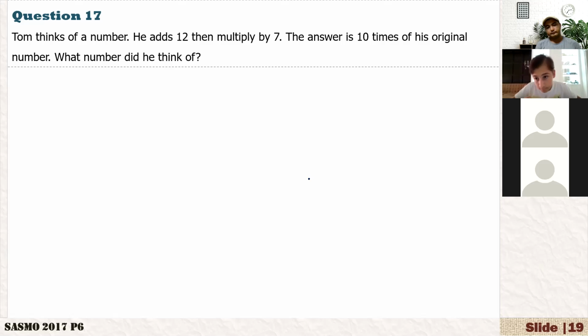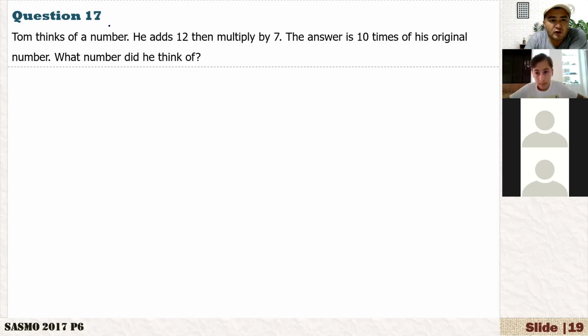Four. Is it 4? One second. If you add 4 to 12, it is 16. 7 times 16 is 102. So the answer is 10 times his original number. Wait, wait. No, not four. Yes, it's four.